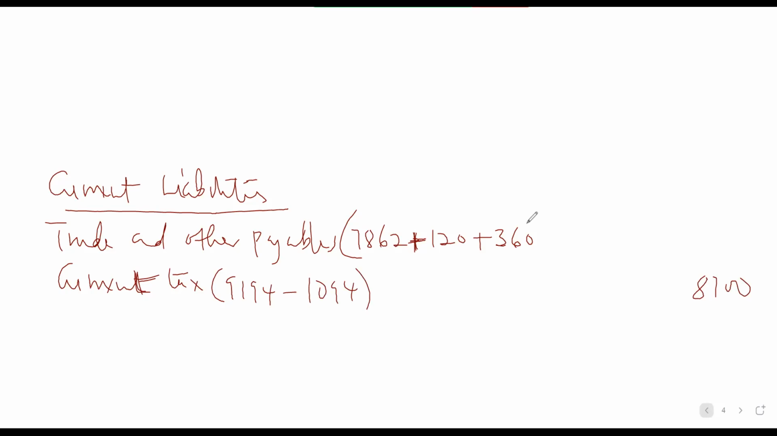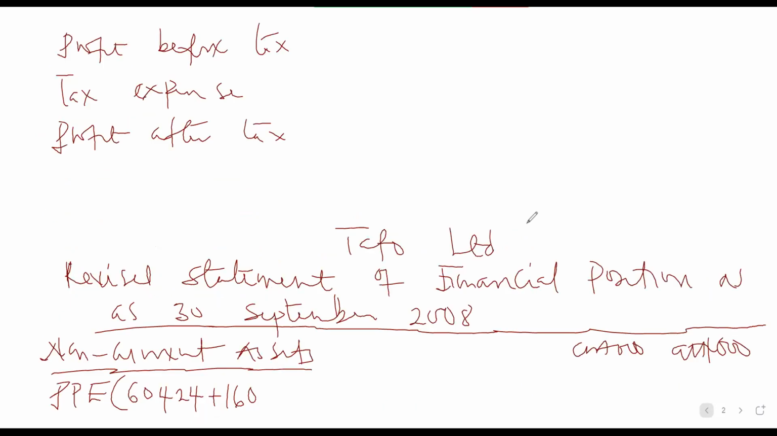We have 9,194, but the actual tax liability now is 8,100. So how much do we have to subtract from the 9,194 to get the 8,100? 1,094. Okay. Let's come to the tax expense. Our tax expense is now 8,100 in the statement of profit or loss.